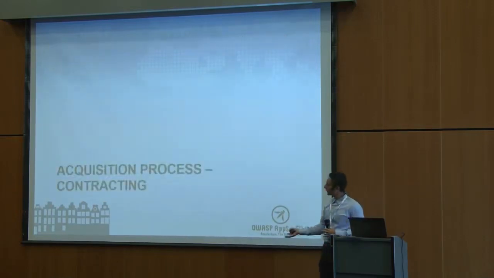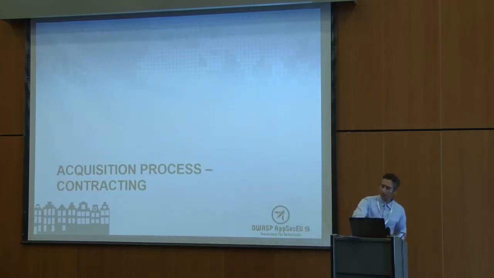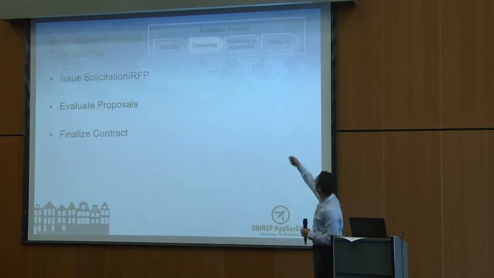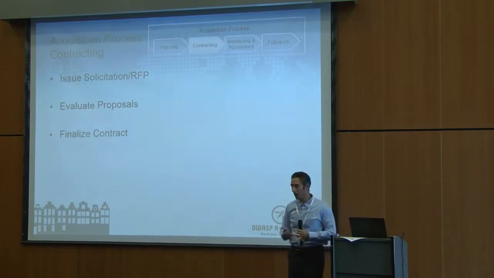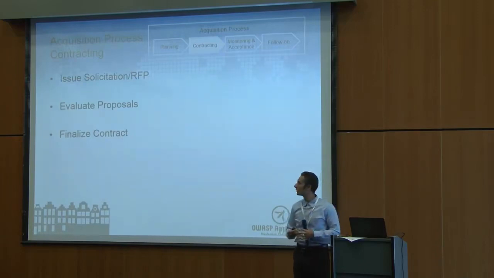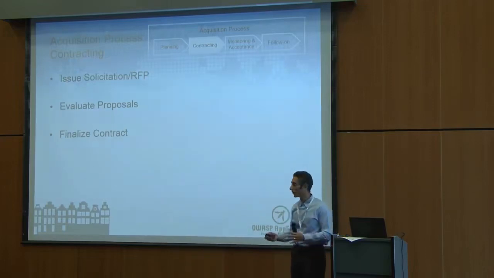Now that sort of concludes the first part of the process, which was the planning phase. Now we look at the contracting phase, which is that second step. In this step, you basically issue the RFPs, you gather the responses, you evaluate the responses, and you basically decide on who's going to provide you with the software or the system or build it for you or whatever you've decided to do.